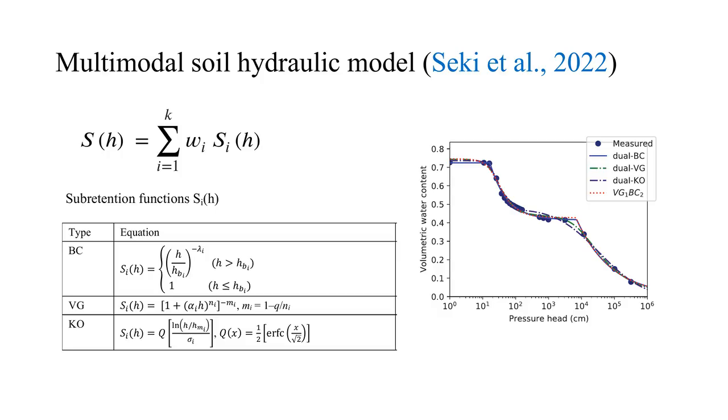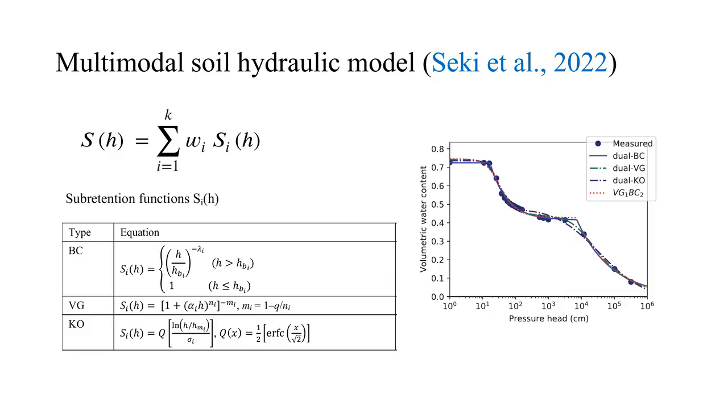As shown in this table, we selected three models as sub-retention functions, S sub i of h. BC refers to the Brooks and Corey model, VG to the van Genuchten model, and KO to the Kosugi model. Any combination of these models can be used. As illustrated in this figure, combining two BC models yields a dual BC model. Similarly, we can construct dual VG and dual KO models.